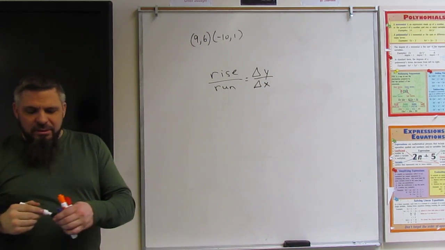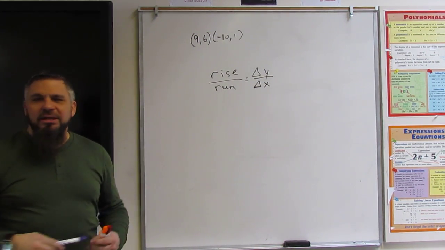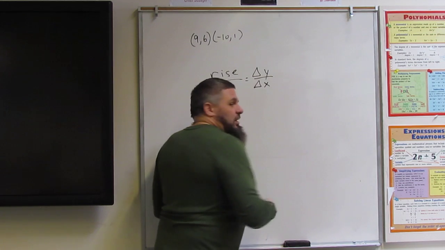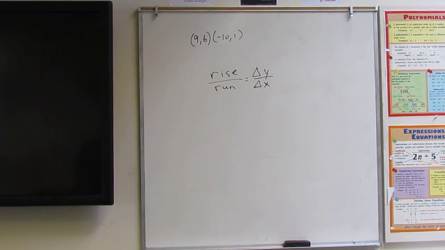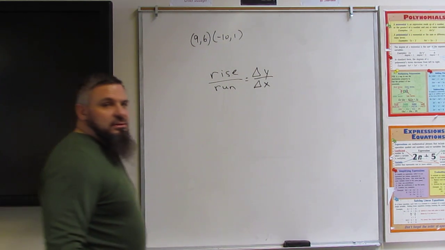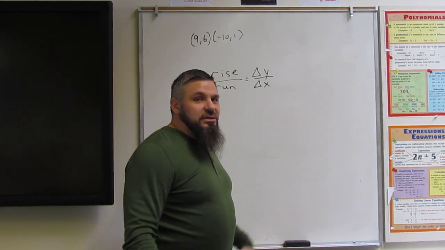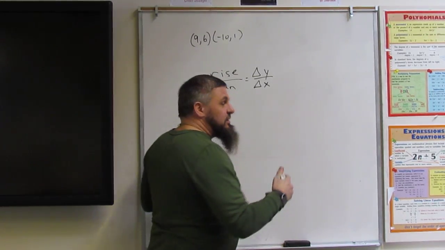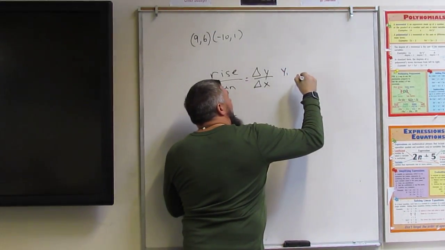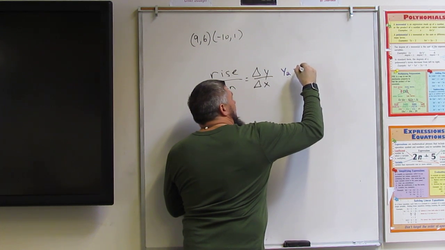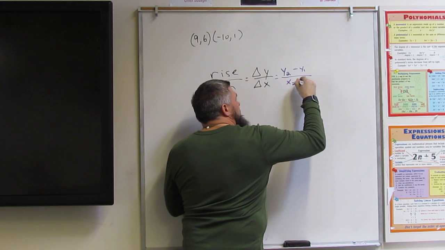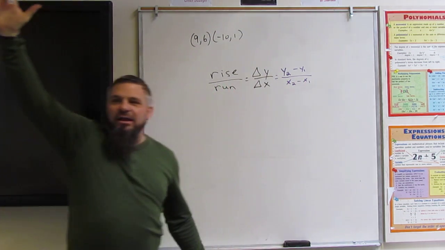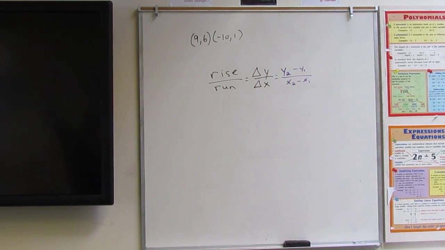Now, the book is going to give you this formula. Oh, you're going to love this. Y sub 2 minus y sub 1 divided by x sub 2 minus x sub 1. How much does that make sense to everybody?